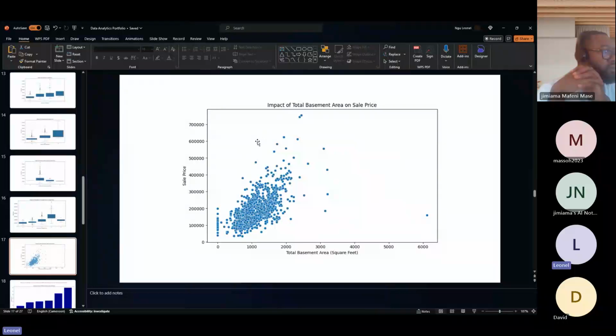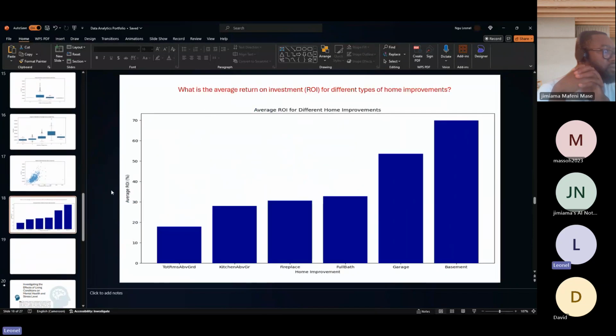area of sale. Now, from my investor's mindset, I decided to make a bar plot to see which of these renovations will bring a better return on your investment if you are to get into the market at a certain time, make a renovation, and see your expected return. So based on that, this is the average return on investment for different types of home improvements.